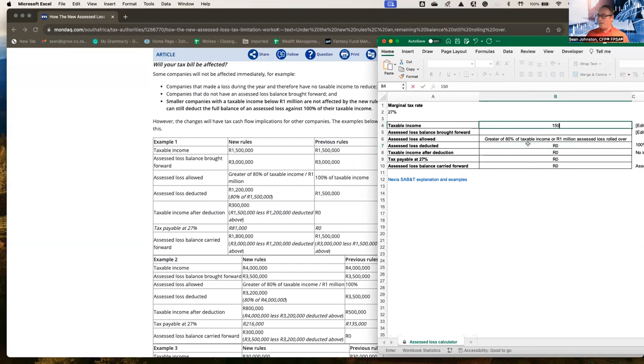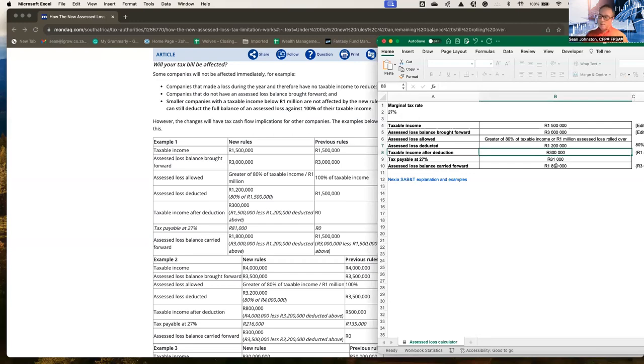In this case, it's 1,500,000 taxable income, for example, and 3 million for the assessed loss brought forward. The assessed loss is greater than taxable income, so you are going to have a rollover to the next financial year. Because it's above 1 million, it's 80% of 1.5 million, which is 1.2. Then you take 1.5 minus 1.2, which is 300,000. That's the amount you're going to apply the company tax rate of 27% to. So 81,000 is what you're going to be paying to SARS, and you roll over with 1.8.